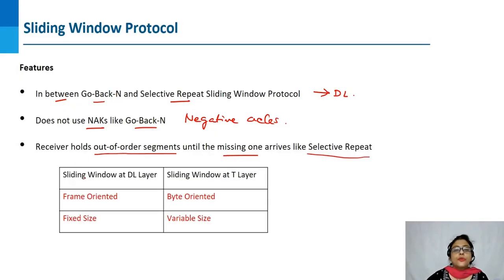Now there is a difference between sliding window protocol at the data link layer and sliding window protocol at the transport layer. At the data link layer, this protocol is frame oriented. At the transport layer, this protocol is byte oriented. At the data link layer, this protocol has fixed size, whereas at the transport layer, this protocol has variable size.